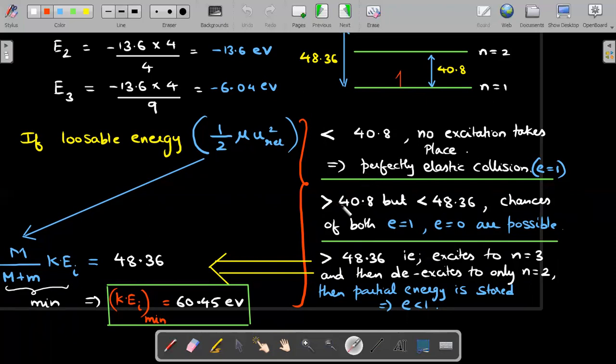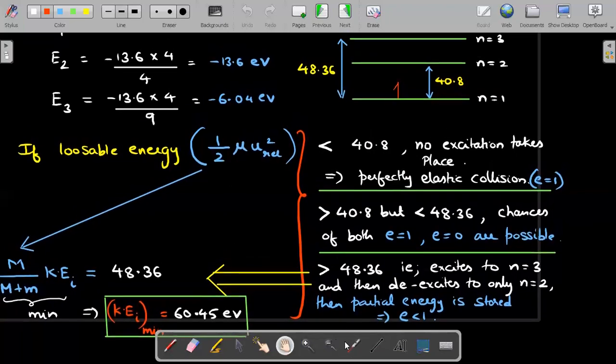Now imagine I have that number greater than this but less than 48.36. Okay, so what is the importance of 48.36? If it's available, it could go to n equal to 3, but I'm keeping it lesser than that. Okay, chances of both e equal to 1 and e equal to 0 are possible. That means extreme situations are possible, he's saying. Let me give you examples.